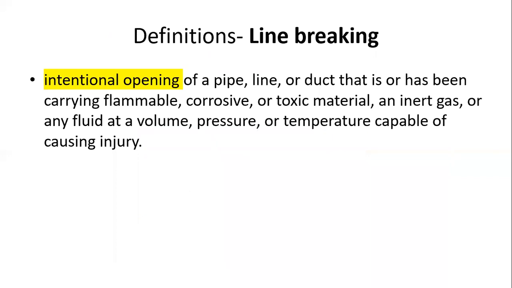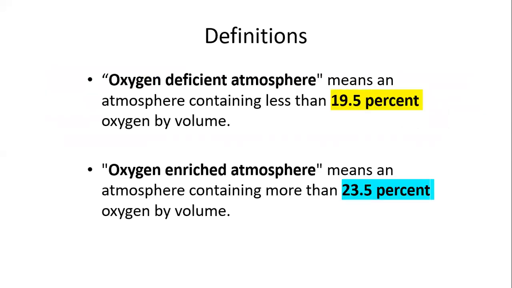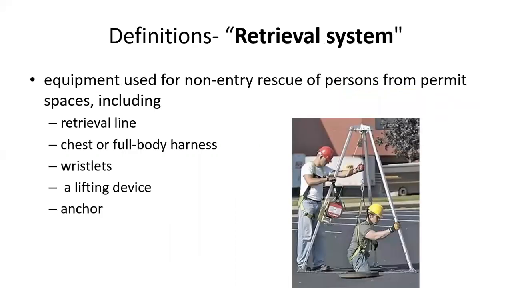Line breaking, that's another way that we can stop and protect ourselves from pipelines and ducts that are running through a confined space that we have to work in. And that's intentionally opening up that pipe. That's as simple as it is, so that it's not going to come to you. Here again, we're talking about the oxygen deficiency. I don't have to talk about it too much more. We've already mentioned the 19.5 and the 23.5%. But again, in the next chapter, I probably will spend a little bit more time on this.